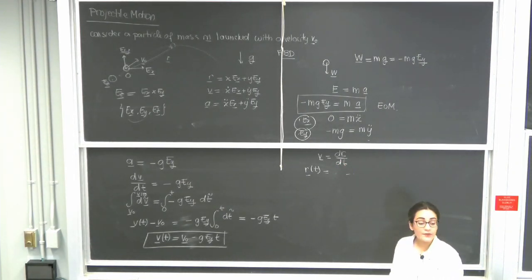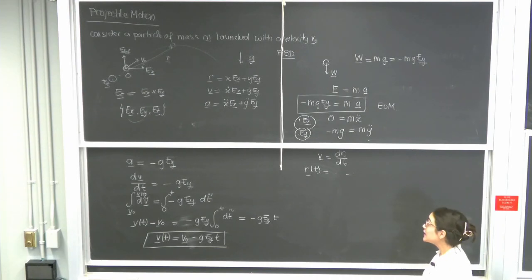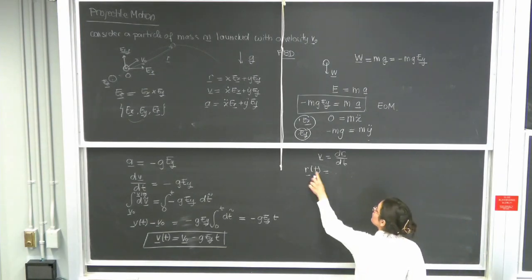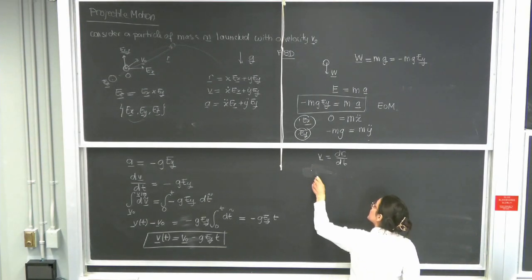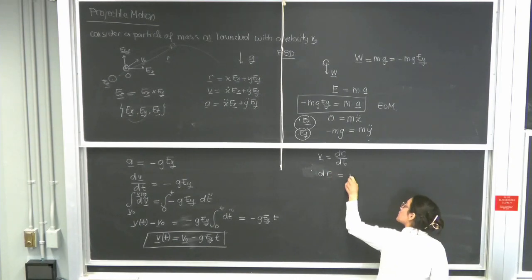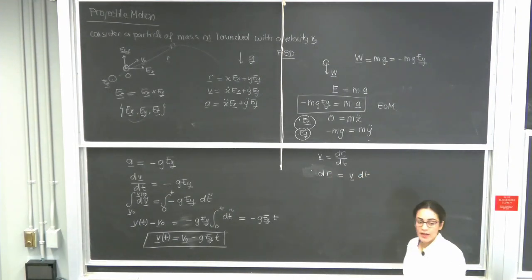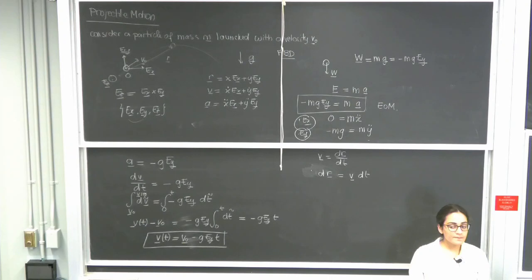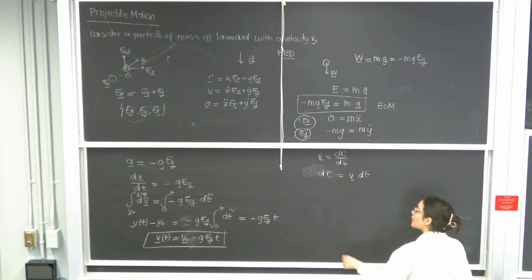So we're starting with v = dr/dt, so dr = v dt. Raise your hand if you know where this came from. Cool. So now I can integrate.